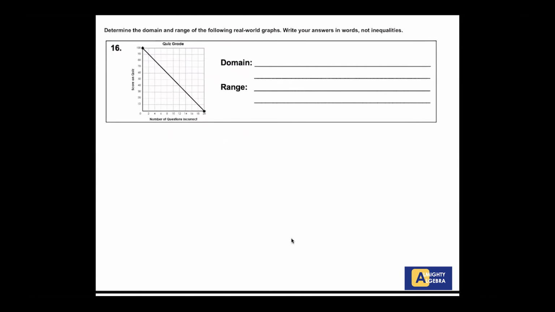The next example that I'm going to work out for you will be number 16. The directions for number 16 say to determine the domain and range of the following real-world graphs. Write your answers in words, not inequalities. So it's gonna be similar, but we're not gonna actually write out the inequalities. We're gonna describe it in words.